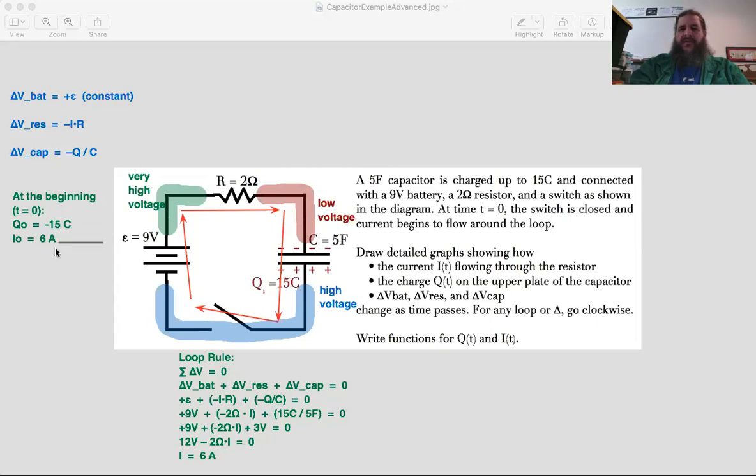So we now have all the information we need about the starting conditions, the time 0. We start with negative 15 coulombs of charge on the top plate, and we start with 6 amps of current flowing around the loop. Any questions on that so far?